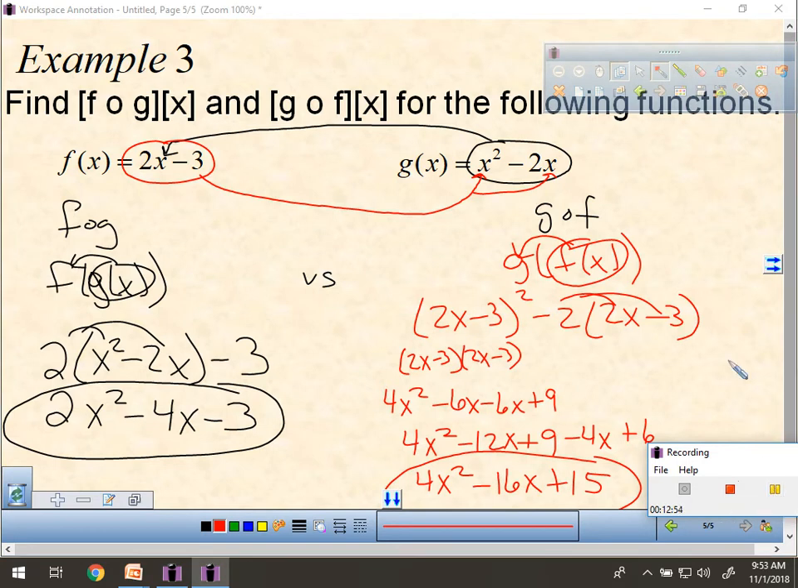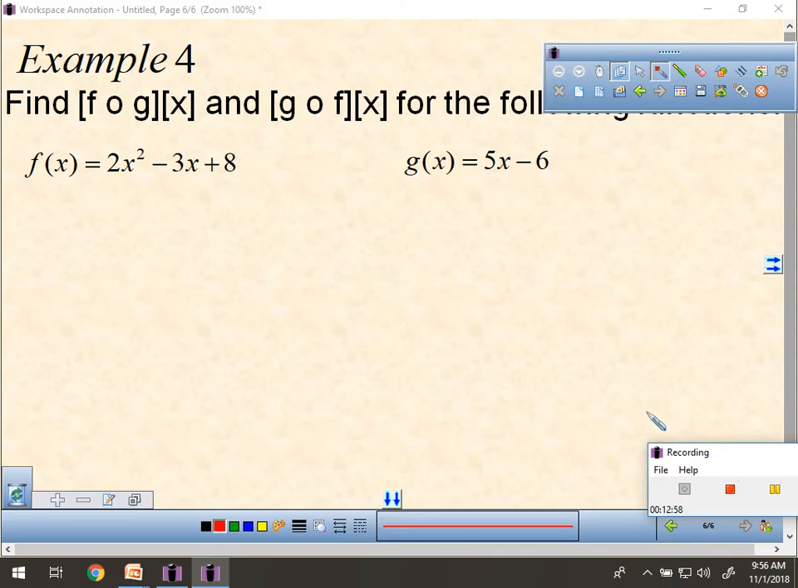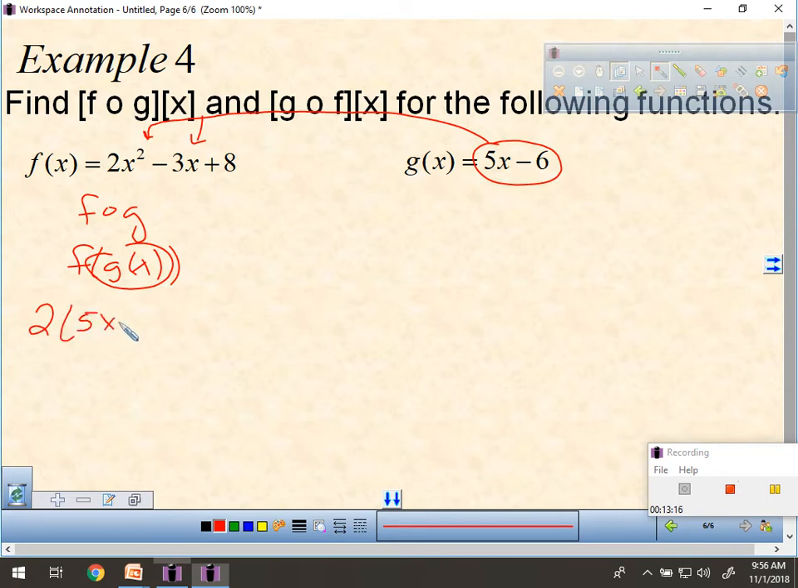All right, guys, the last example that I want to do with you is this one. For this last one, let's say that I wanted you to find fog first, so f of g of x. All that means is f of g of x. So start with the g of x, plug that in. So you will have to plug it in 2 places. So you'll have 2 times 5x minus 6 squared minus 3 times 5x minus 6 plus 8.